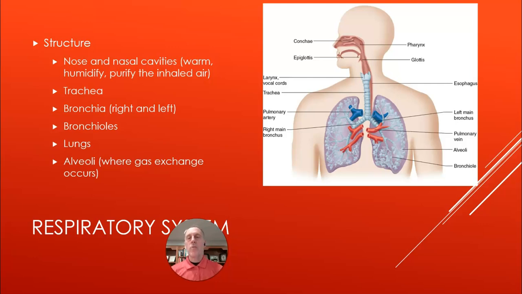With the structure itself, you have this process, and I know you're going to see this somewhere else. Air is brought in through the nose and nasal cavities, down through the trachea, into the bronchi, the bronchioles, lungs, alveoli, and that's where the exchange happens with the blood.